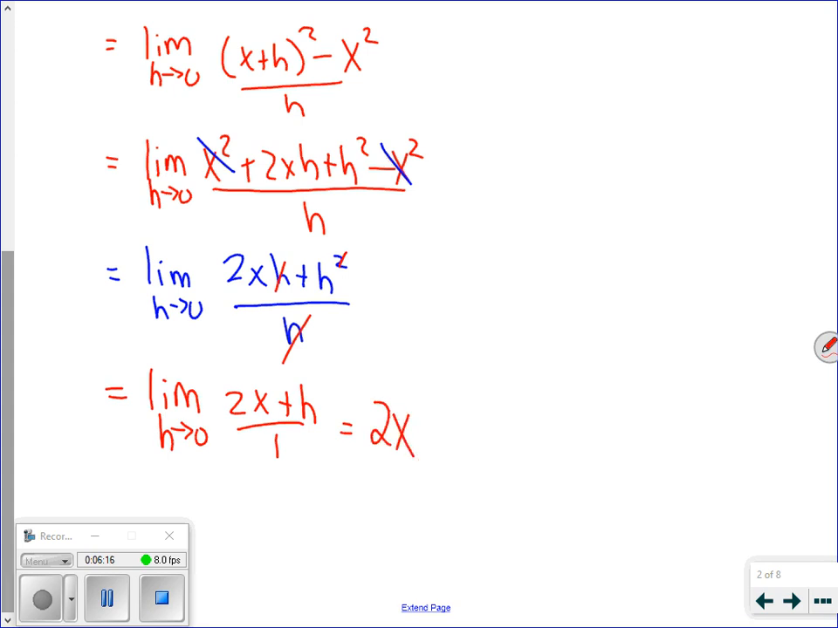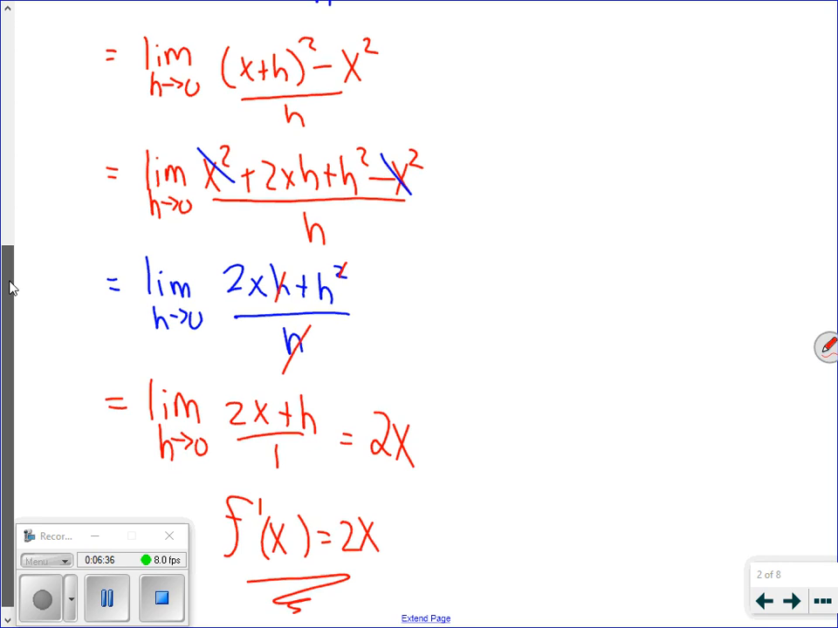Okay? So we found the derivative, and that means that f prime of x is equal to 2x. That's a very interesting thing there. F prime of x is equal to 2x. That means that the derivative at any point on my original graph is just going to be 2 times x. So let's discuss what that means.